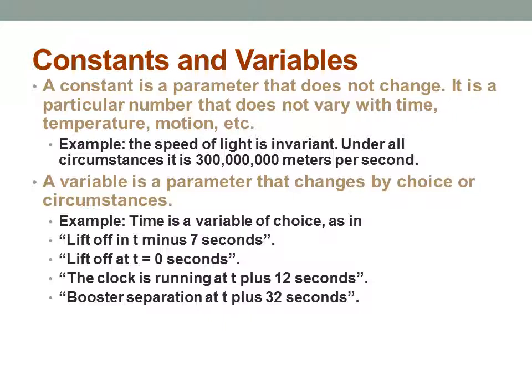A variable is a parameter that changes by choice or circumstances. An example is time. Time is a variable, as in liftoff in t minus 7 seconds. Liftoff at t equals 0 seconds. The clock is running at t plus 12 seconds. Booster separation at t plus 32 seconds. Time changes, and things change with time.